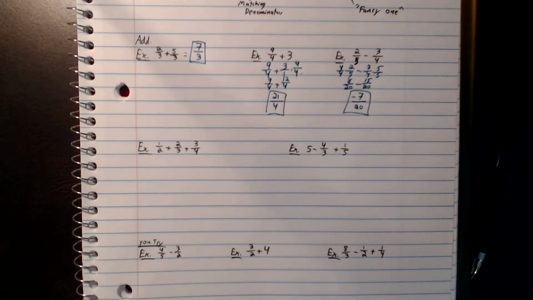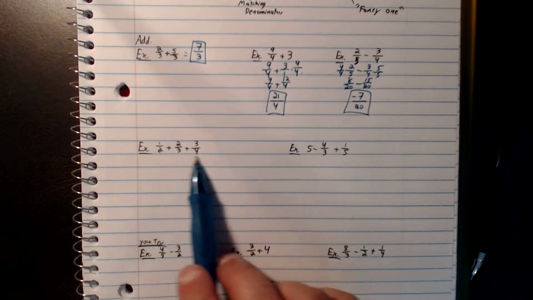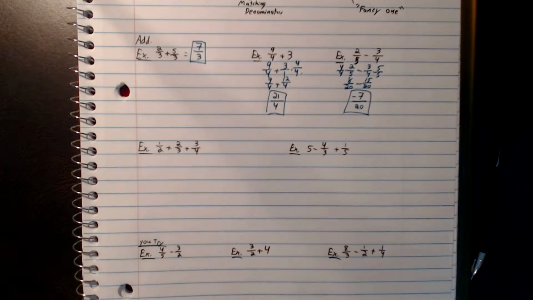Alright, the next couple. Here we have 3 numbers all adding, but you notice the denominators don't match on any of them. So if I want to think about it, the least common multiple that these all share would be 12, right? That's the least common multiple of 2, 3, and 4. So I need to somehow make these all become 12s.